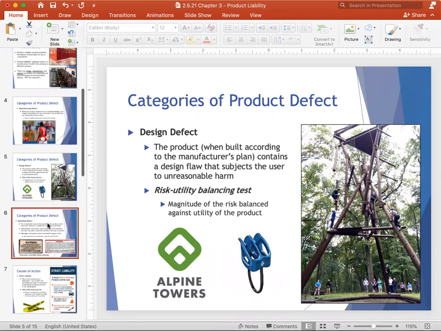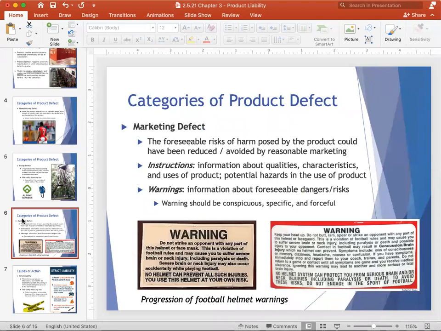The third category of product defect is a marketing defect. So this occurs when, because of inadequate instructions or warnings of foreseeable risks of harm when using the product, a consumer is injured. So essentially, instructions and warnings are intended to reduce any potential harm because you are increasing the participant's or the user's assumption of risk.